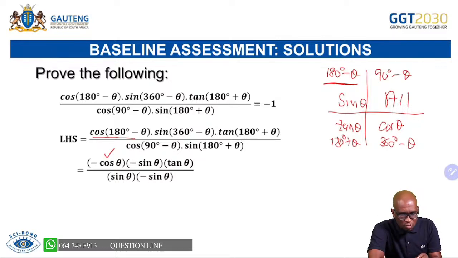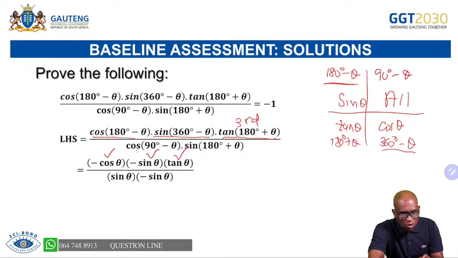Right, let's look at the second one. Sine of 360 minus theta: you can see 360 minus theta is in the fourth quadrant, and in the fourth quadrant only cosine is positive, so the sine would be negative there. You get your second mark. And then we look at the third one, the tangent of 180 plus theta. 180 plus theta is in the third quadrant, and if you look at the third quadrant, you can see only tan is positive, so this comes back as a positive trig ratio.